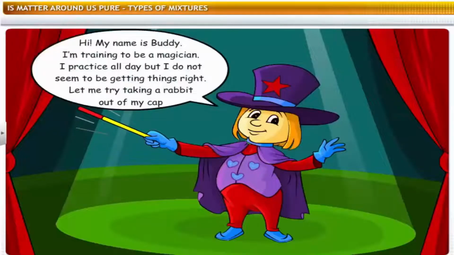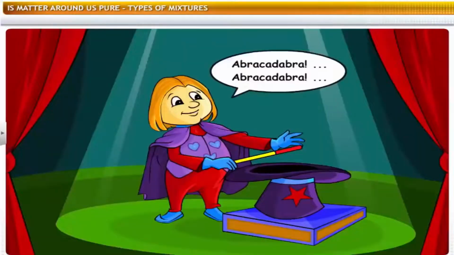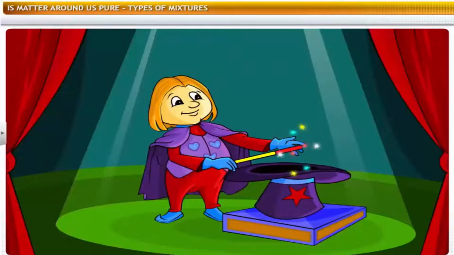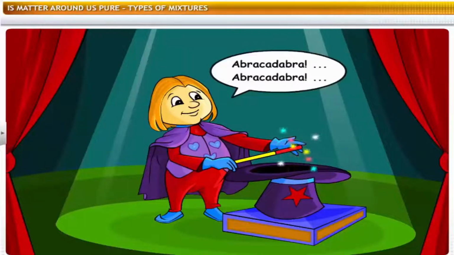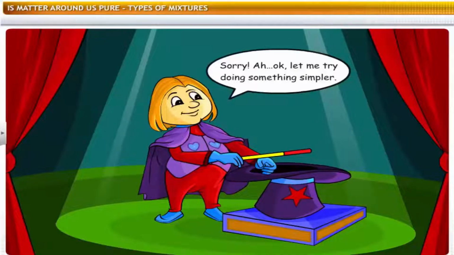Hi, my name is Buddy. I'm training to be a magician. I practice all day, but I do not seem to be getting things right. Let me try taking a rabbit out of my cap. Abracadabra. Sorry. Okay. Let me try doing something simpler.